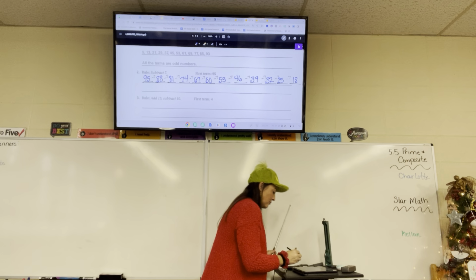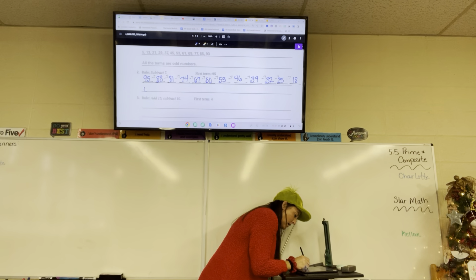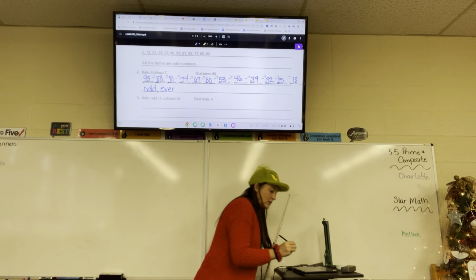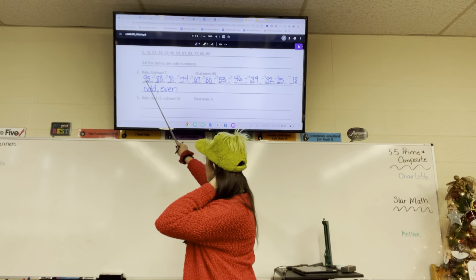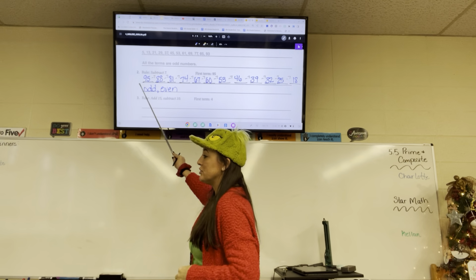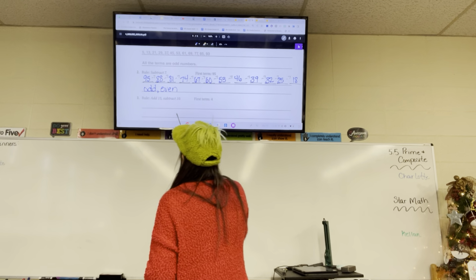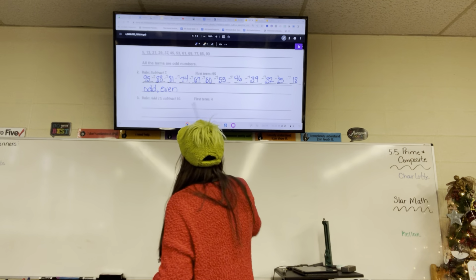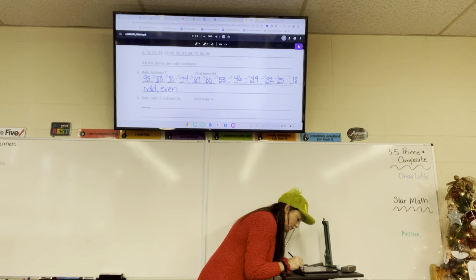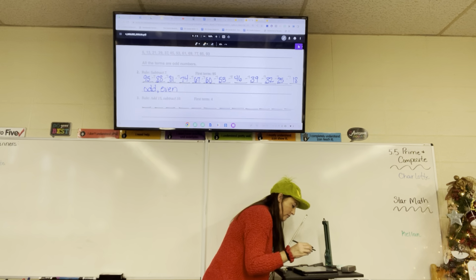So, the repeating part, to start it with, so the very first term is odd. So you got to make sure you start it with odd, not even, odd, okay? And then we've got to do 12 more numbers. 1, 2, 3, 4, 5, 6, 7, 8, 9, 10, 11, 12.